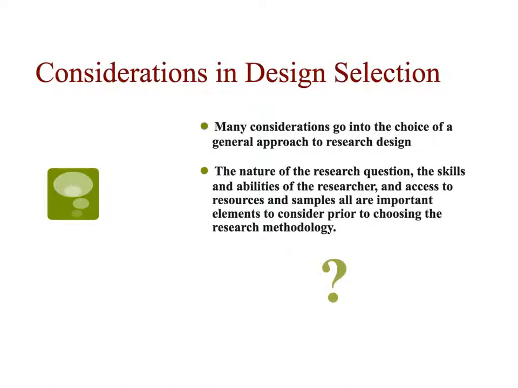Many considerations go into the design selection of a study. Prior to determining the research design, the researcher needs to consider the philosophical orientation. They need to look at the nature of the research problem or question, meaning what would answer it best. You need to look at the skills and abilities and preferences of the researcher, and the resources and sample access. We need to make the method fit the study.